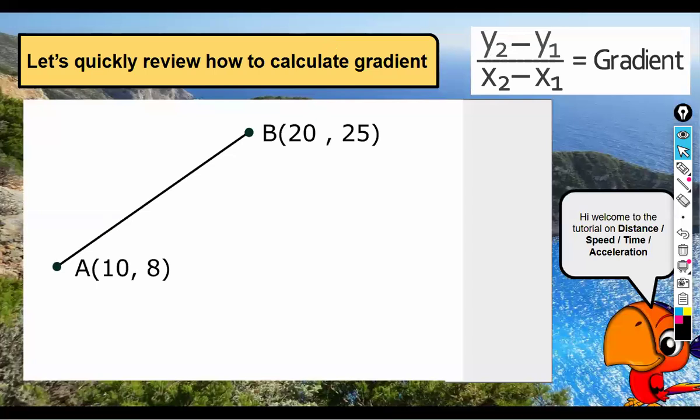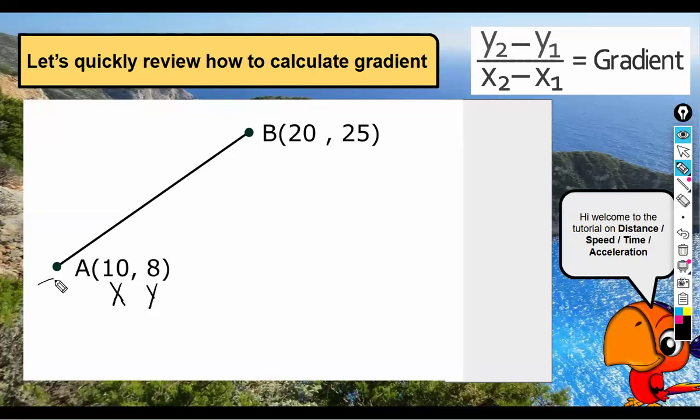Whenever you're trying to find the gradient of a line, remember, you need 2 points on a line to find the gradient. Now, I have 2 points here, A and B. It doesn't matter which point we choose first. You could choose A first or you could choose B first. But we all know A comes before B, so naturally we will choose A first. A has an x coordinate and a y coordinate. As you all remember, the x comes before the y.